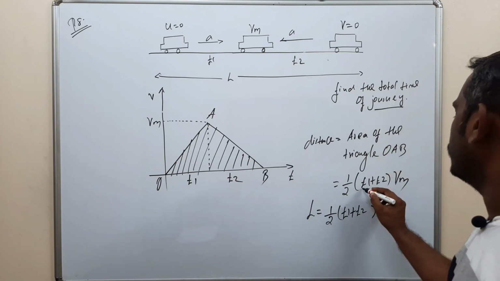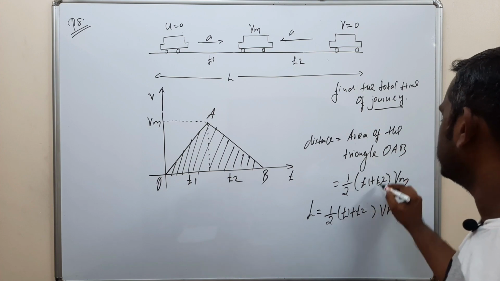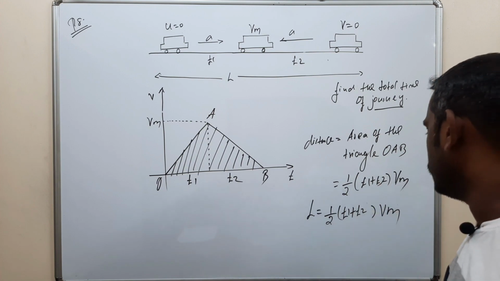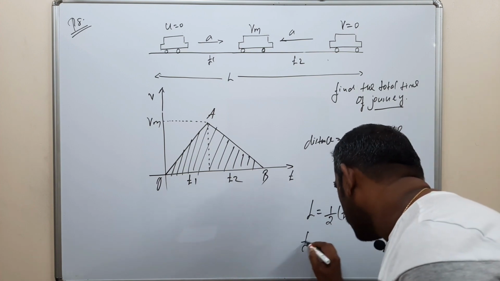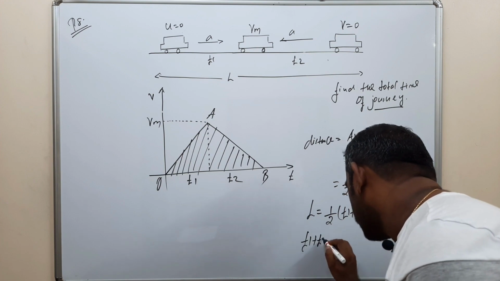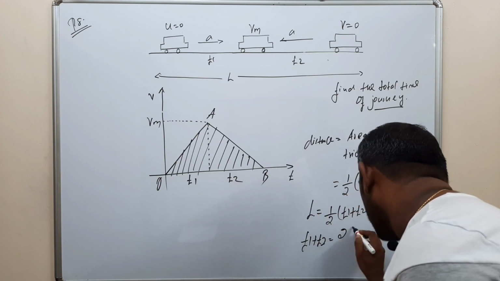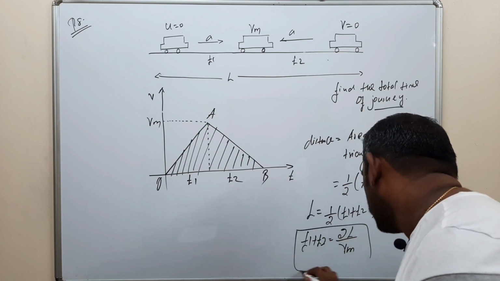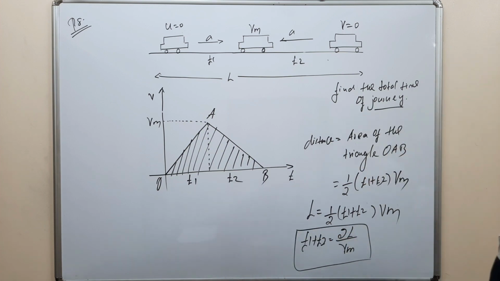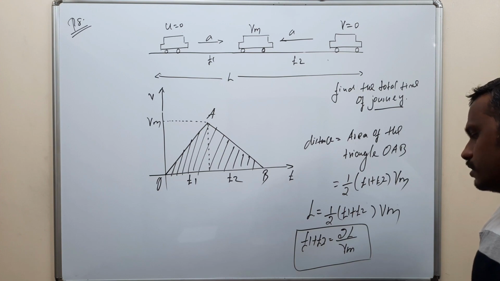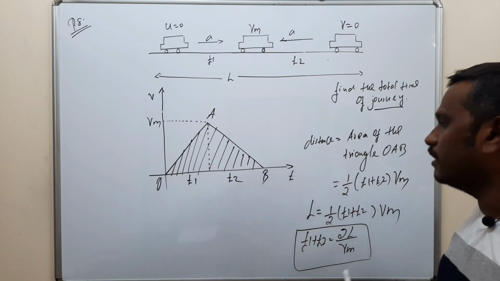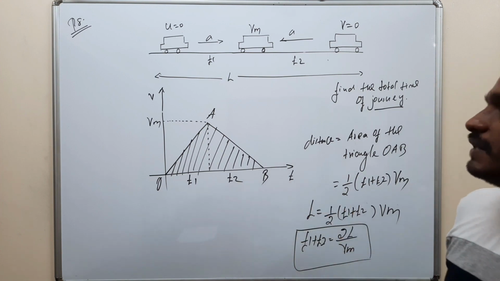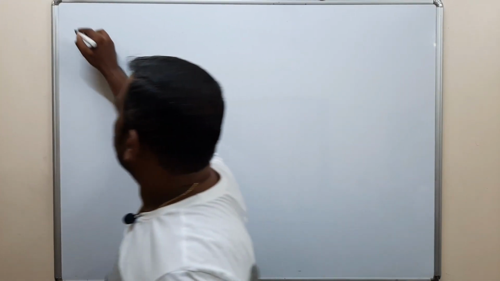We have to find the total time of journey. It is nothing but T1 plus T2. So T1 plus T2 is equal to 2L divided by Vm. That is the total time of journey of the car. T1 plus T2 is equal to 2L by Vm. Clear? So the next is the 9th problem.